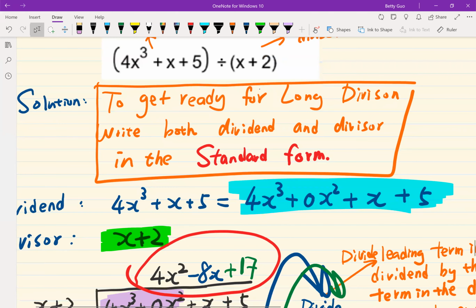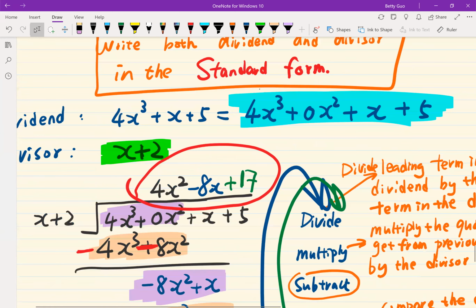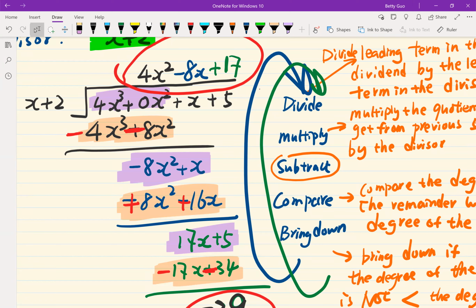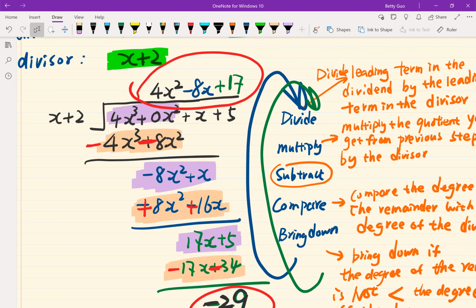Once we get ready, we put the dividend under the symbol, the divisor to the left of the symbol, and we apply the 5 steps: divide, multiply, subtract, compare, bring down. We apply the 3 rounds here, right? Until the remainder has a degree strictly less than the degree of the divisor. Then we are done. And I just showed you how we interpret the result. Where do you find the quotient? Where do you find the remainder? In the case the remainder is 0, the divisor goes into the dividend completely, and the quotient is whatever is on top of the symbol.